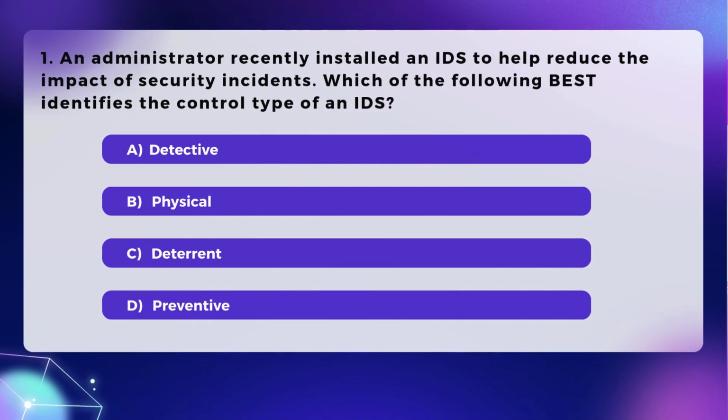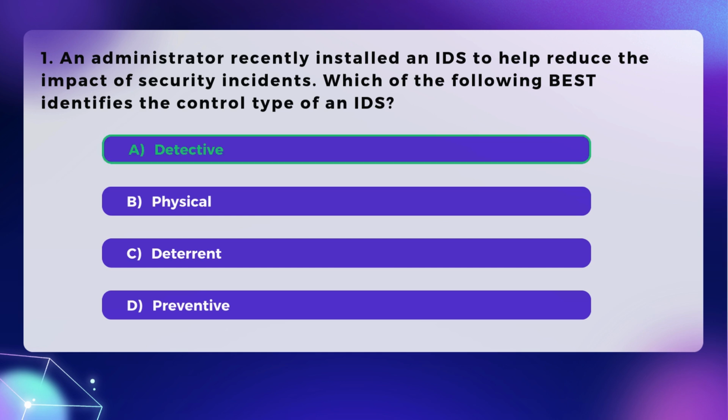An administrator recently installed an IDS to help reduce the impact of security incidents. Which of the following best identifies the control type of an IDS? A. Detective. B. Physical. C. Deterrent. D. Preventive.